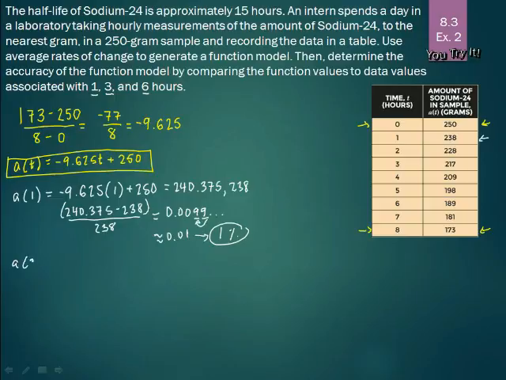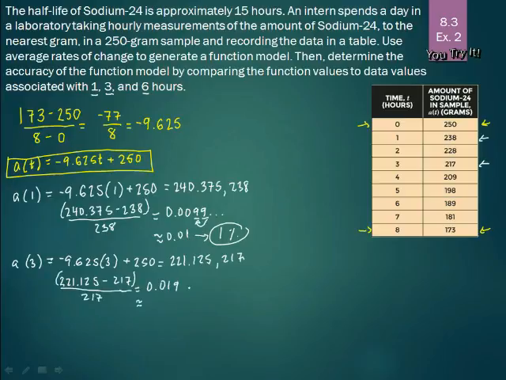Let's go ahead and plug in 3. This gives us 221.125 grams. We're going to compare this to A of 3 in our table, which is 217. Doing the same thing to find the percentage of error, we subtract the value in the table from the value we got from the function and then divide. That gives us 0.01900, etc. Rounding that to the nearest thousandth, that's 0.019. As a percent, moving the decimal place over twice, that's 1 and 9/10%. So again, not a very large error.